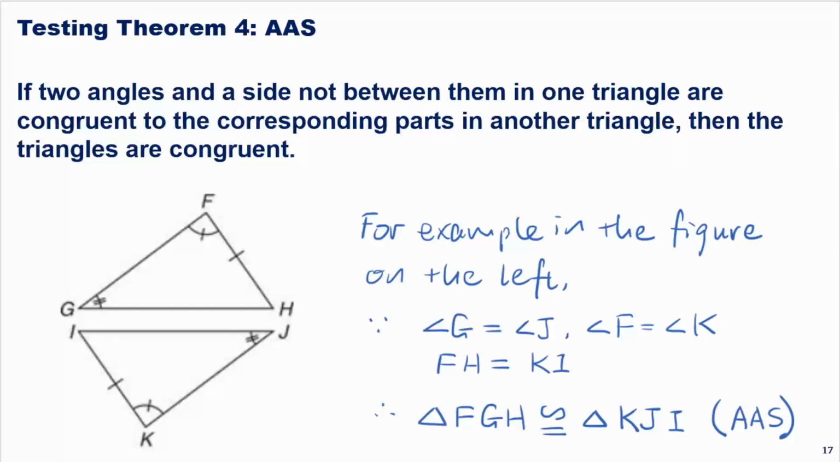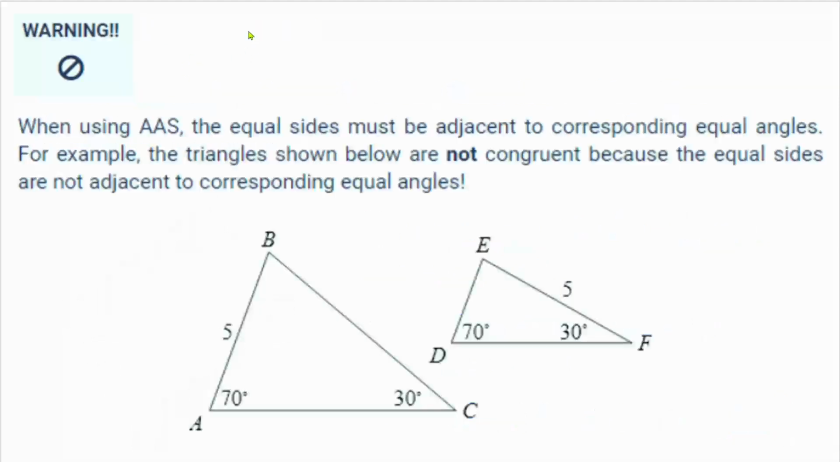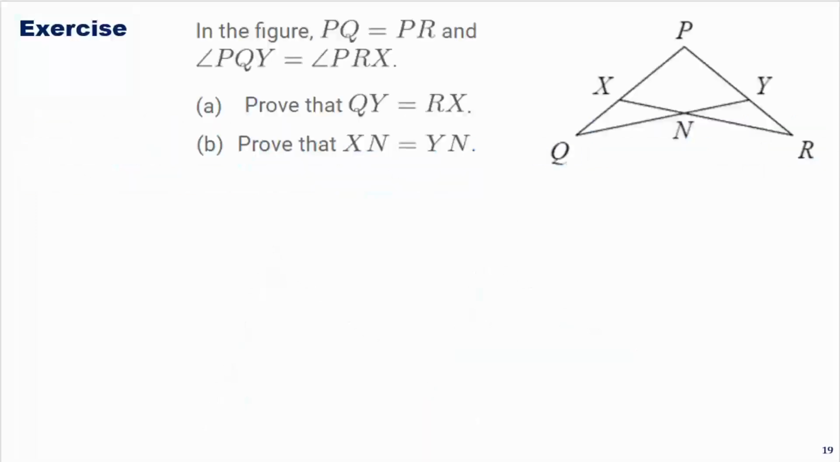Also, note that when using AAS, the equal sides must be adjacent to corresponding equal angles. For example, the triangles shown below are not congruent because the equal sides are not adjacent to the corresponding equal angles. So be careful when you use AAS. Alright? Alright, if no questions, let's have a look at an example.